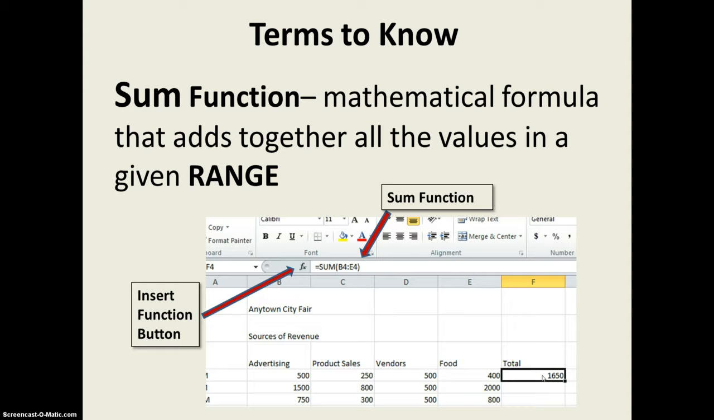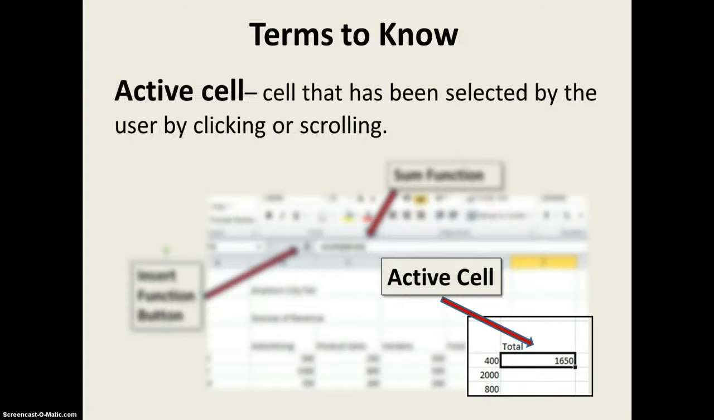Now this cell here is referred to as the active cell. It's active because we have selected it. We can do that by either clicking on the cell or scrolling through it using the arrow keys, but it's going to be highlighted in black, and that's how you know which one is the active cell. And when you've done a function, it will place the results into that active cell.